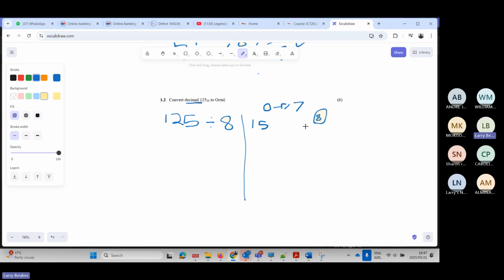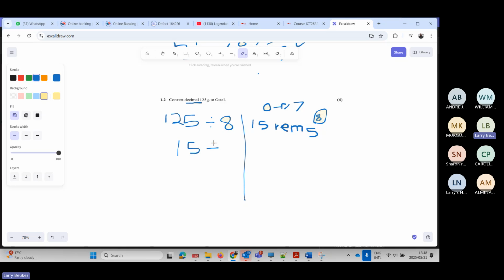15. The rest is going to be a remainder. So what is 15 multiplied by 8? 15 multiplied by 8? 120. So it means our remainder is 5, right? Because 15 multiplied by 8 is 120. 125 minus 120, the remainder is 5. Okay. Great stuff. So now we take the 15 here.